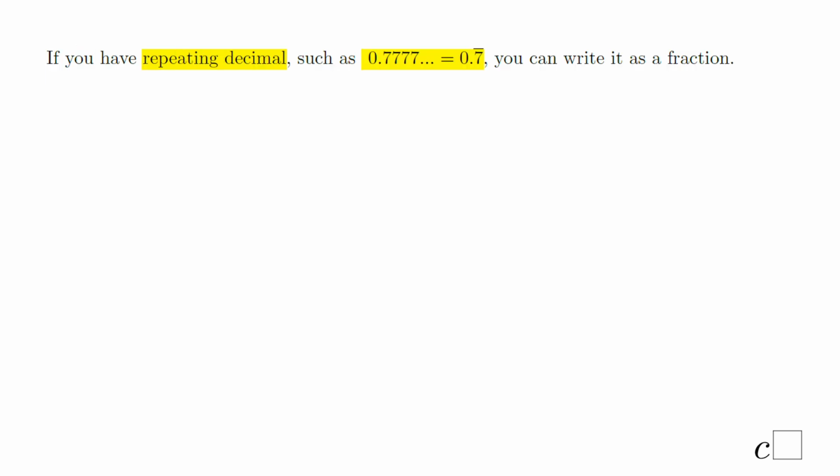The next objective of this lesson is to work with repeating decimals. Like you see, this 0.77 can be written in this format, 0.7 with a bar on top.